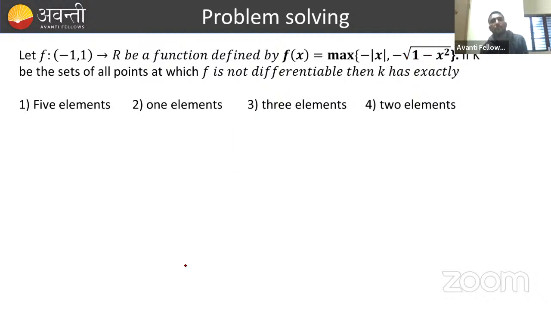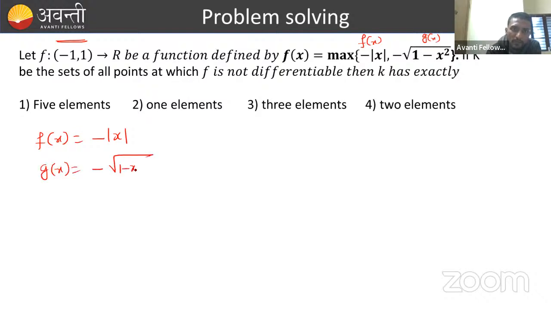It means we will draw the graph of minus of mod x and minus of root under 1 minus x square. Then we need to check in the interval which function is maximum, and we should do it only in minus 1 to 1. So first of all, I take this as f of x and this as g of x. What is f of x? It is minus of mod x. And what is g of x? It is minus of root under 1 minus x square.